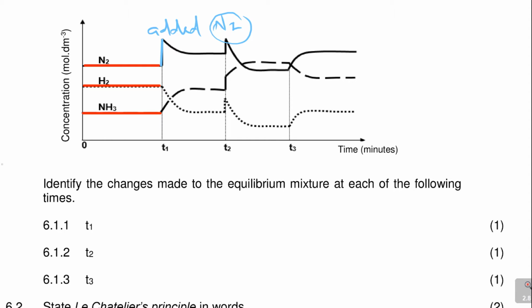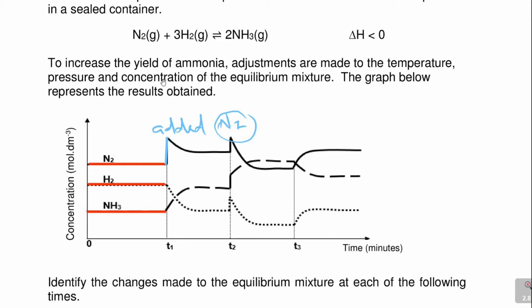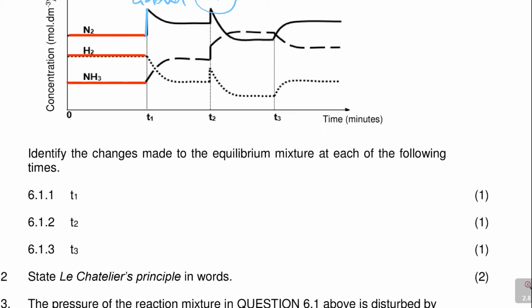So now the question is identify the changes. Now the change is what? Here the change is in concentration, because they are saying to increase the yield, they made adjustments to temperature, pressure, and what? Concentration. So if you see that spike that goes up, it's what? Addition of nitrogen here. Increase in concentration of nitrogen. Are you with me? So that's the first part. That's what happened at T1.